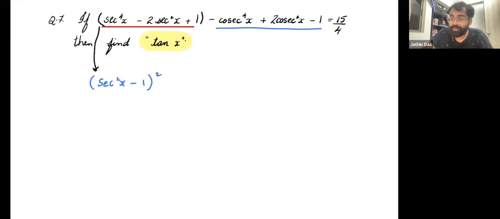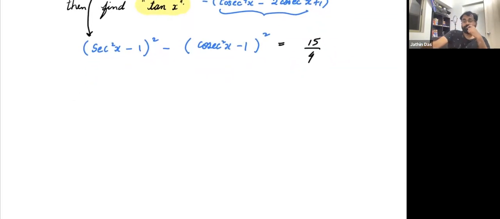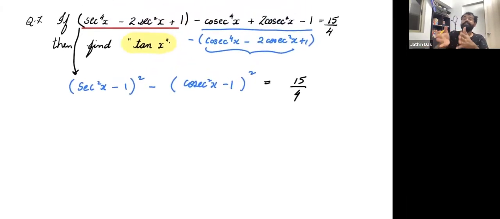If I take minus 1 common, it becomes an identity, no? See, if I take minus common, it will be cosec raised to 4x minus 2 cosec square x plus 1. And this is an identity. What identity is it? Cosec square x minus 1, whole square. You understood? From there, I think you can do. Right? This is the only part you have to analyze. See and observe that it was an identity there.